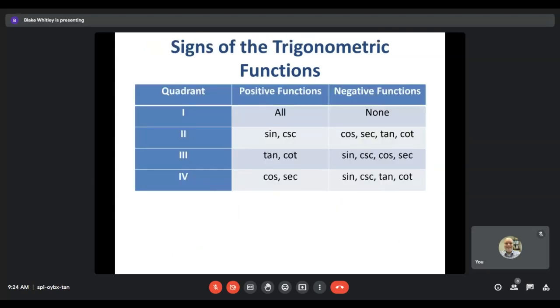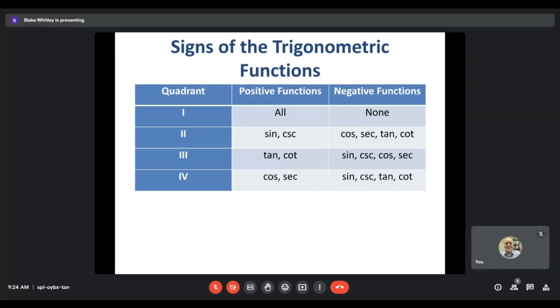Now, once we start putting these angles in quadrants other than quadrant 1, we're going to start having different signs in terms of positives and negatives for those trig functions. In the first quadrant, everything's going to be positive. Our x value is positive, our y value is positive, the r value is always going to be positive, so all of our trig functions should be positive. Once we move over to the second quadrant, though, only sine and cosecant are going to be positive. All of your other trig functions are going to have negative values.